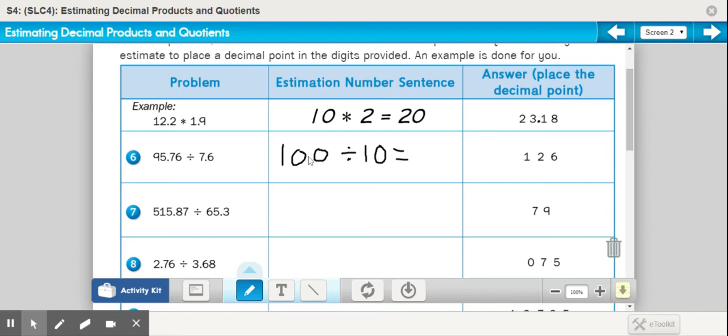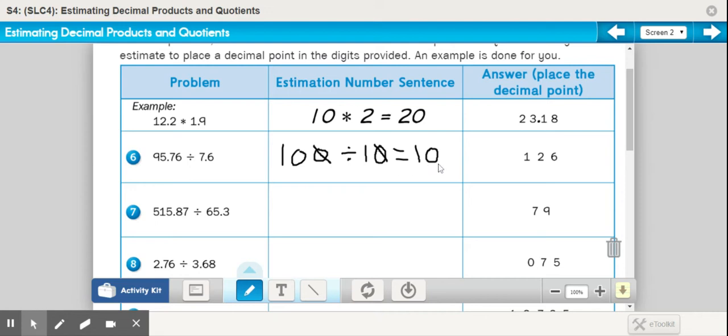So 1 divided by 1 is our fact, and that's just 1. And remember, when it comes to estimating, we're not adding the zeros on, we're actually canceling. So there's 1 0 in my divisor. That means it cancels out 1 0 in my dividend. So I have 1 0 left to add to my quotient. So my answer is going to be somewhere near 10.